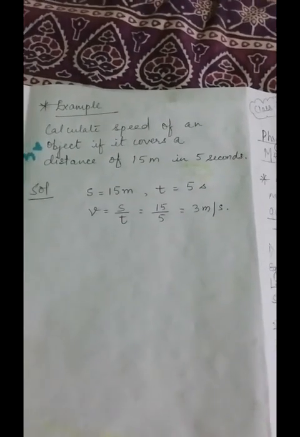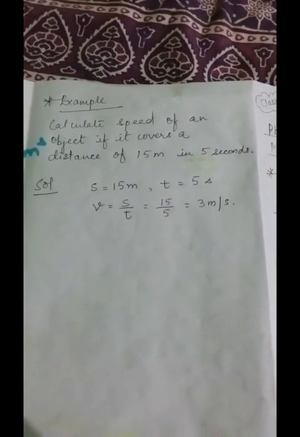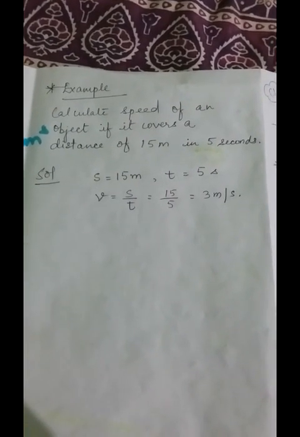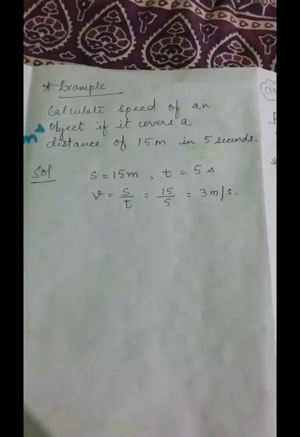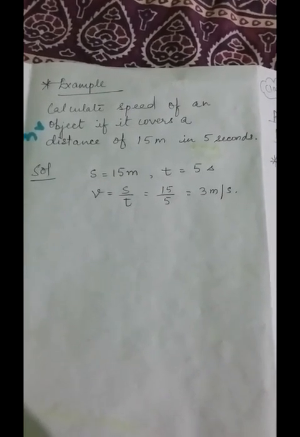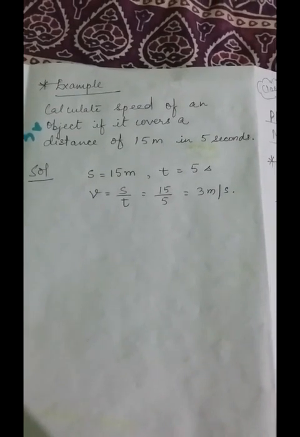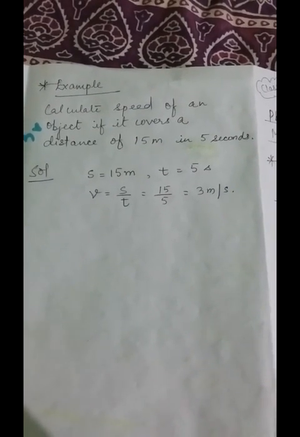So we will discuss one numerical based on this formula. Calculate the speed of an object if it covers a distance of 15 meters in 5 seconds. So here distance is given, that is 15 meter, time is 5 seconds, and hence v is equal to s upon t, that is 15 upon 5. When we divide it, we will get 3 meter per second.